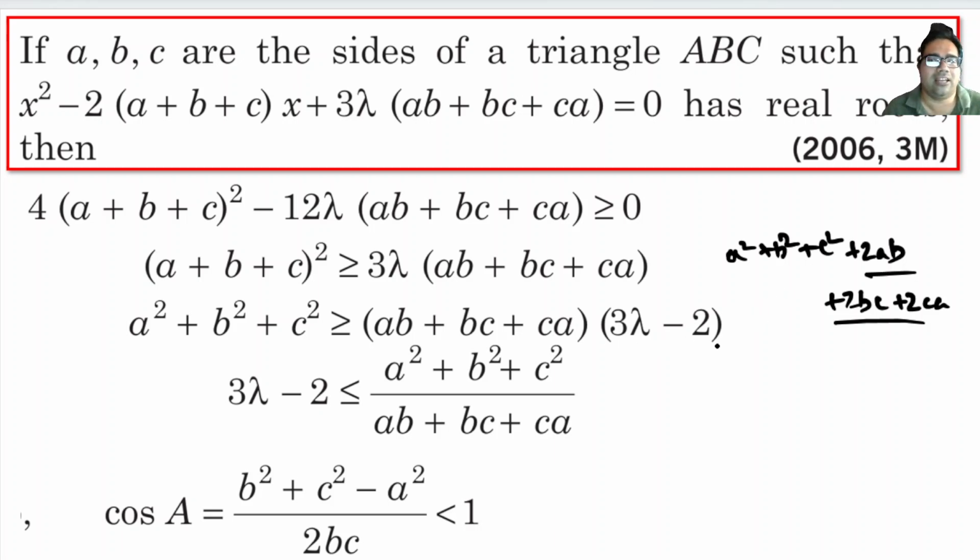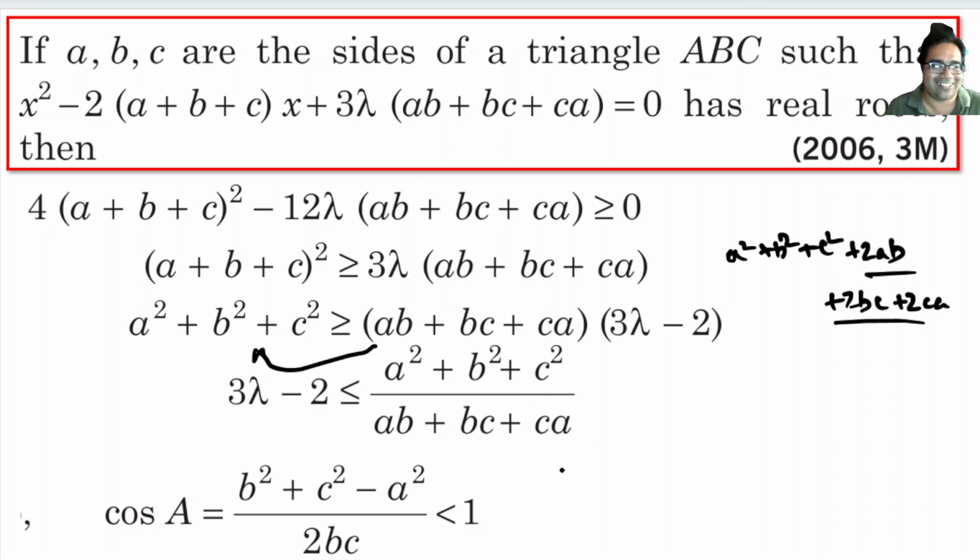What does that mean? 3 lambda minus 2 should be less than or equal to, bringing this part here, (a square plus b square plus c square) by (ab plus bc plus ca). Okay, wonderful. So we have got some condition: 3 lambda minus 2 is less than or equal to this part. But a, b, c are related because these are sides of a triangle. Right. Now, what can we do to get some realistic number out of this relation, a square plus b square plus c square by ab plus bc plus ca?